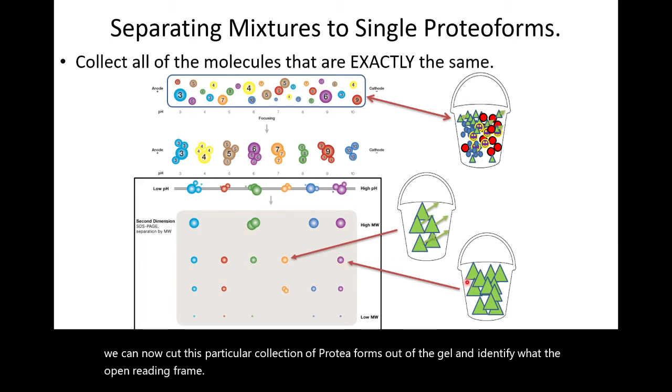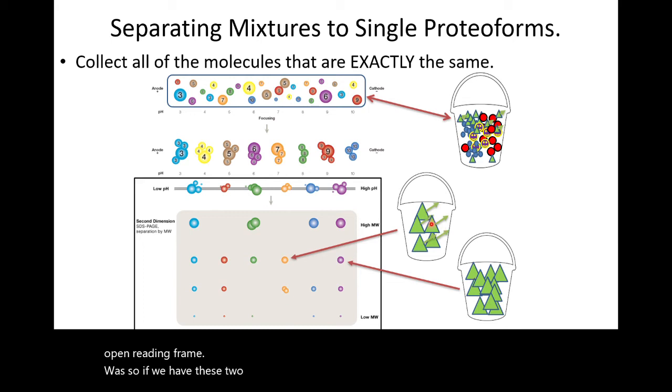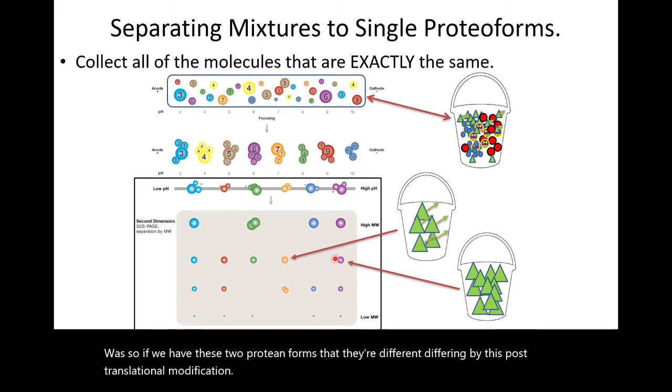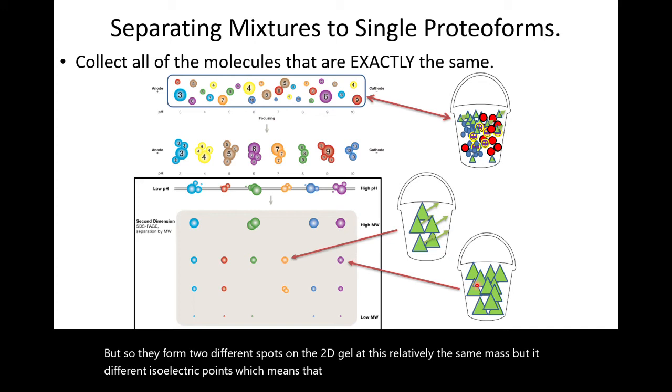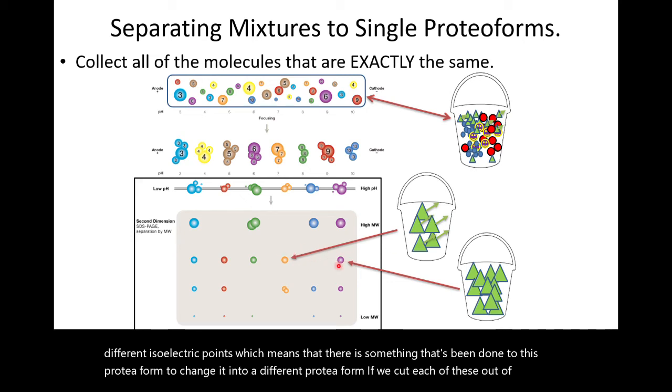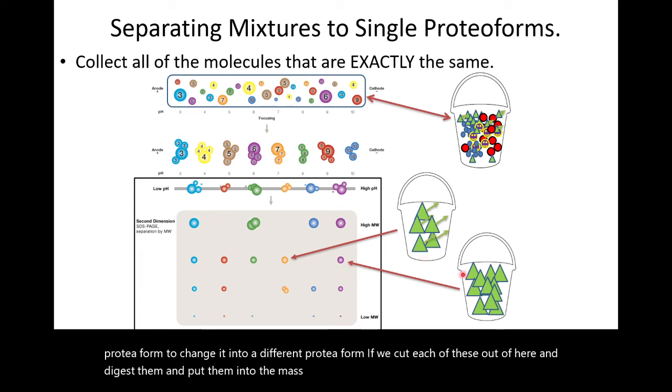So if we have these two proteoforms that differ by this post-translational modification, they form two different spots on the 2D gel at relatively the same mass, but at different isoelectric points, which means that there is something that's been done to this proteoform to change it into a different proteoform. If we cut each of these out of here and digest them and put them into the mass spectrometer, we will end up identifying the same open reading frame.